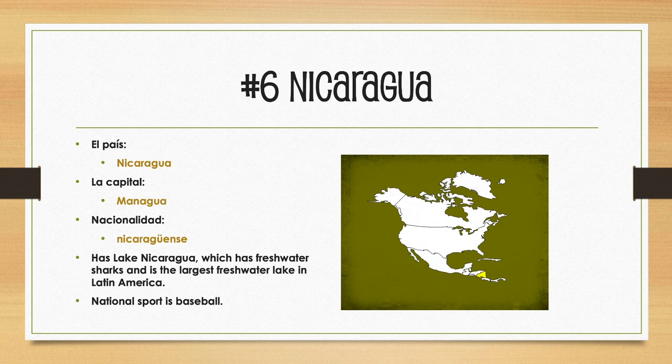Next, we have Nicaragua. Nicaragua is the name of the country. Managua is the name of the capital city. And the nationality is Nicaragüense for both male and female. Nicaragüense. You're going to notice there are two dots over the U. That's called a diaeresis and makes a gu sound.